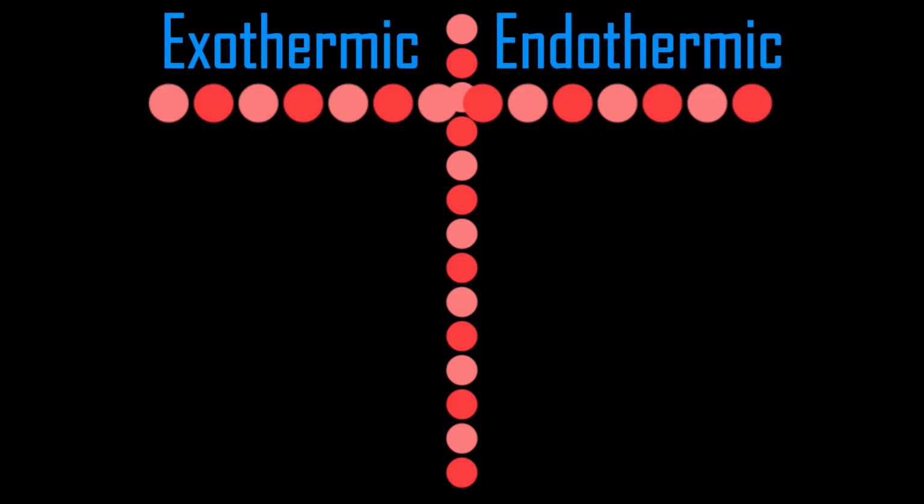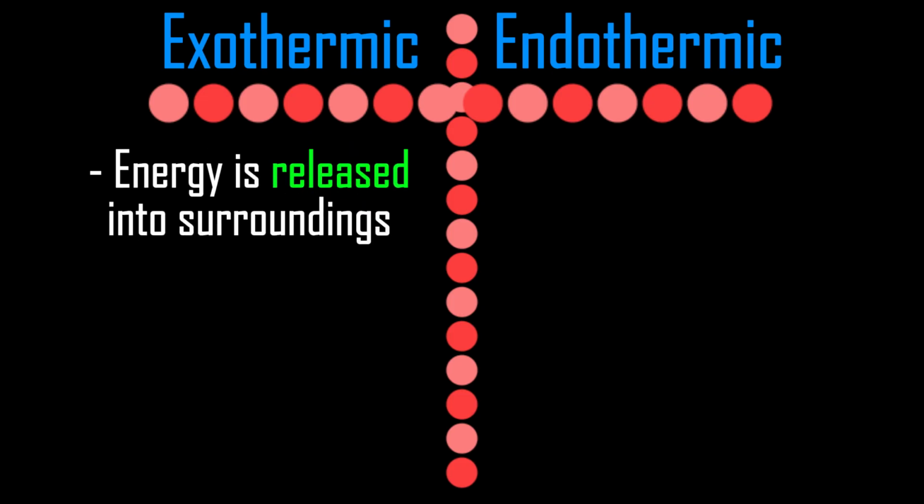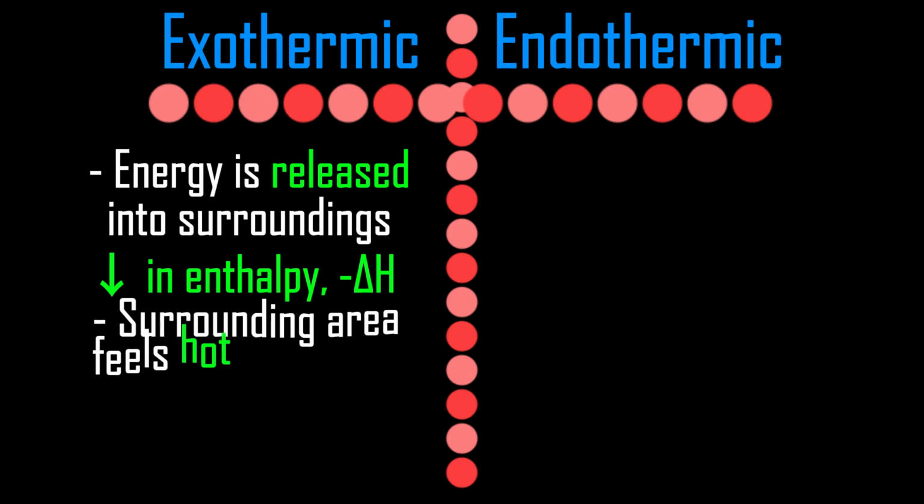Now, let's review some of the properties of exothermic and endothermic processes. Exothermic processes, where energy is released into the surroundings, have a decrease in enthalpy, or a negative delta H, and the area surrounding an exothermic reaction feels warmer.